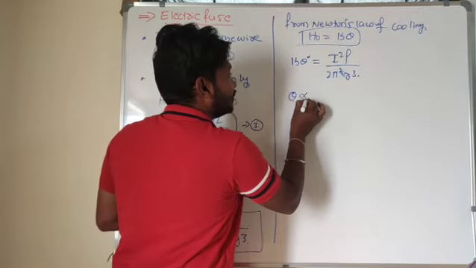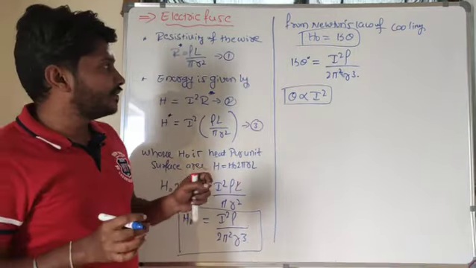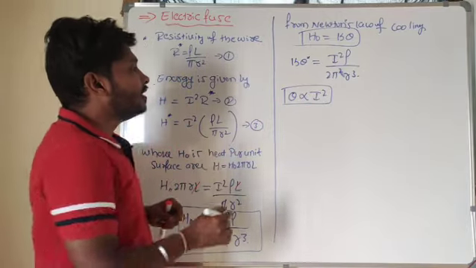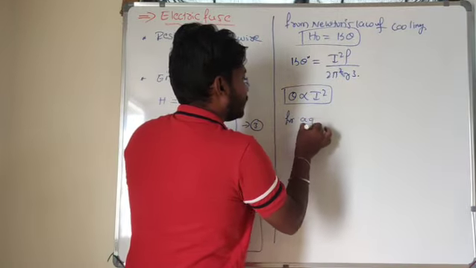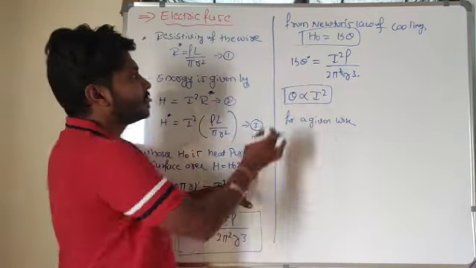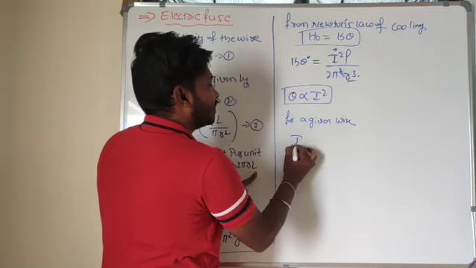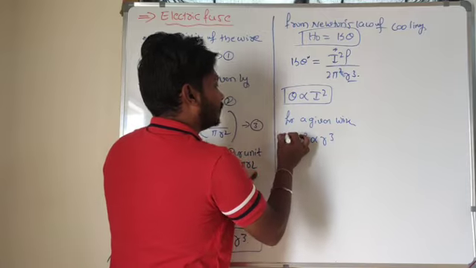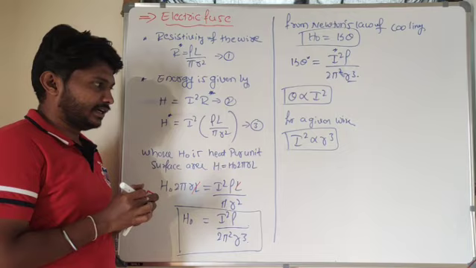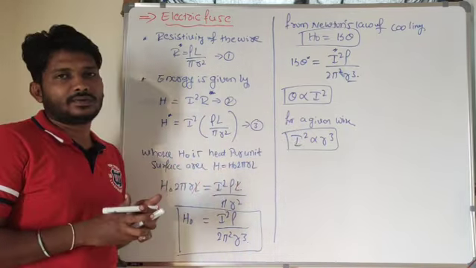So temperature is directly proportional to what? Square of the current. So what's that equation I get here? Temperature is directly proportional to square of the current for a given wire. So if temperature is constant, what is the relation between current and radius here? I square is proportional to R cube, for the given wire. So these are the equations related to current and temperature, and current and radius.